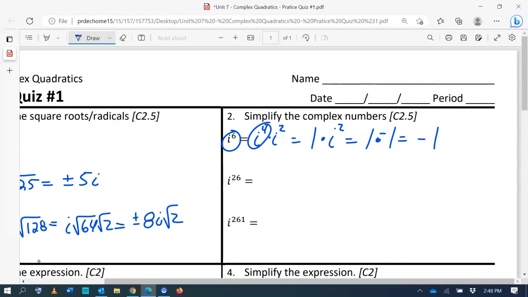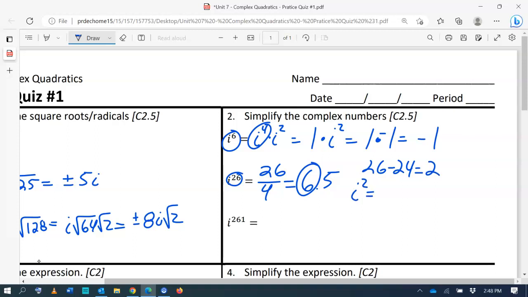i to the 26. So take 26 divided by 4. 26 over 4 is 6.5. So we can take out 6 chunks, or 6 sets of 4 i's. 6 times 4 is 24. So we're going to do 26 minus 24 leaves us with 2. So really what we have is i squared, which we just did above, is equal to negative 1. So first 2 are negative 1.